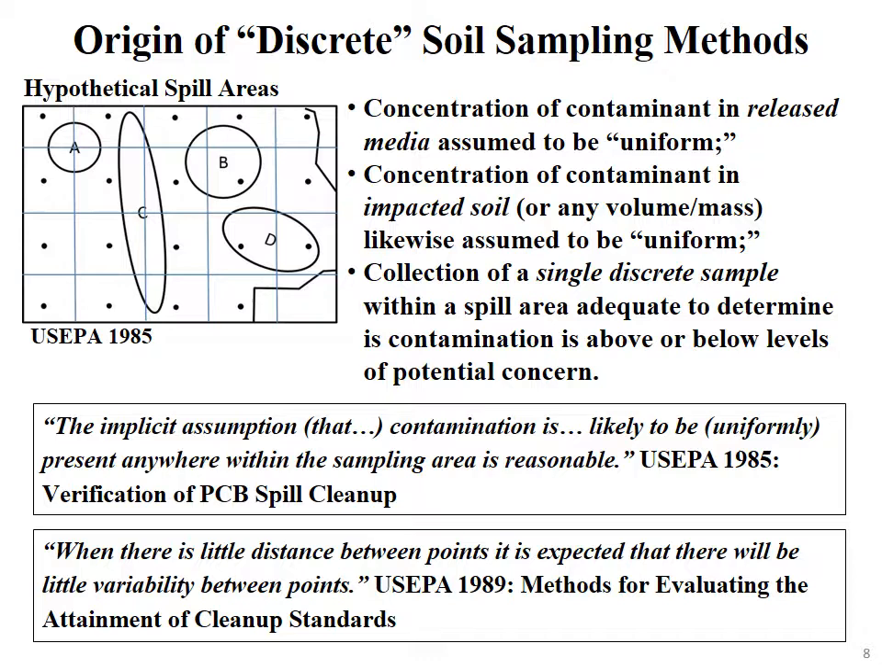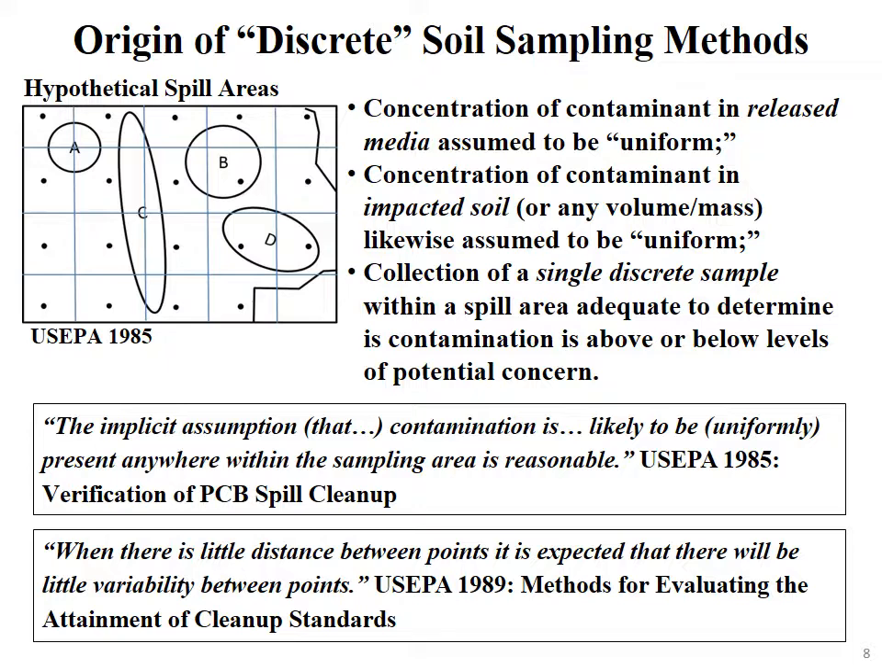Let's look at the origin of discrete sampling methods first. Again, it's important to understand what people were thinking back in the 1980s when, in a pretty much of a rush, they developed soil sampling guidance. You see a map from 1985 with A, B, C, D intended to represent spill areas, say within some commercial or industrial property. The dots you see are discrete soil sample points.